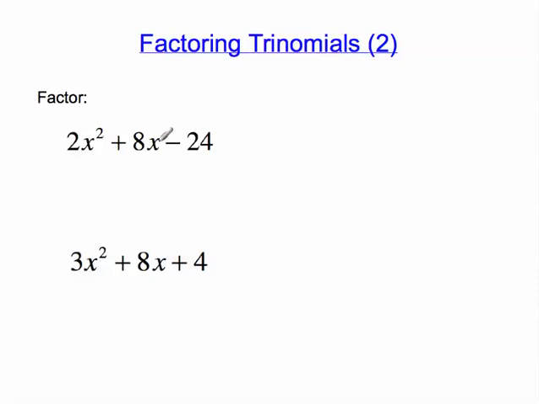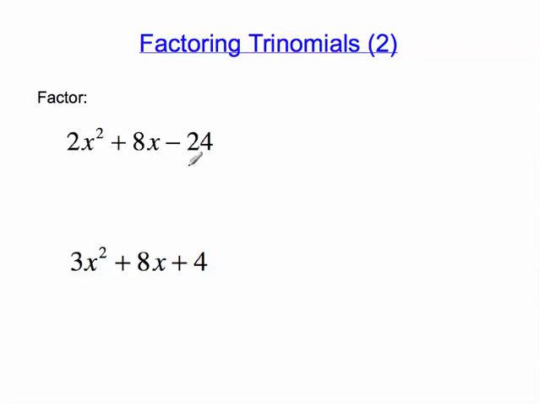Previously, we looked at how to factor trinomials when the coefficient of the first term, the x squared term, was 1. Now we need to look at how to factor when the coefficient is a number other than 1. Here's an example: 2x squared plus 8x minus 24. The first thing you should always remember when factoring is to look for common factors first.